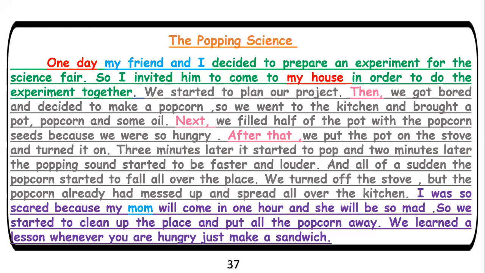So we went to the kitchen and brought a pot, popcorn, and some oil. Next, we filled half of the pot with the popcorn seeds because we were so hungry. After that, we put the pot on the stove and turned it on. 3 minutes later, it started to pop, and 2 minutes later, the popping sound started to be faster and louder. And all of a sudden, the popcorn started to fall all over the place.